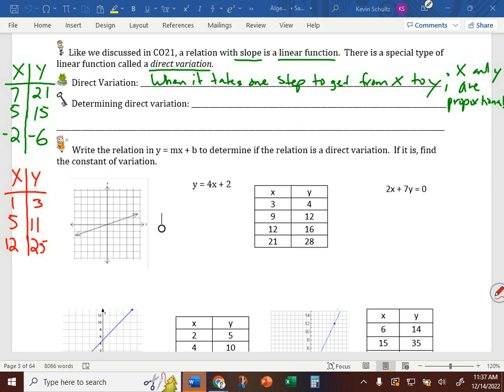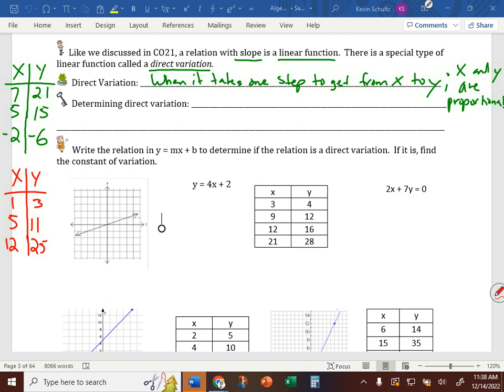I would multiply by 2 and then add 1, right? It's a second step, okay? Versus just one step. Also, if I were to take 3 divided by 1, 11 divided by 5, 25 divided by 12, are those equivalent fractions? No, so they're not proportional. Okay? So, example, direct variation, example, not direct variation.